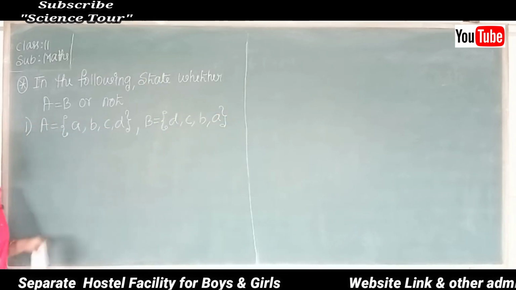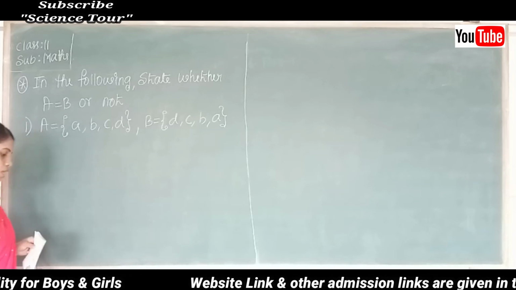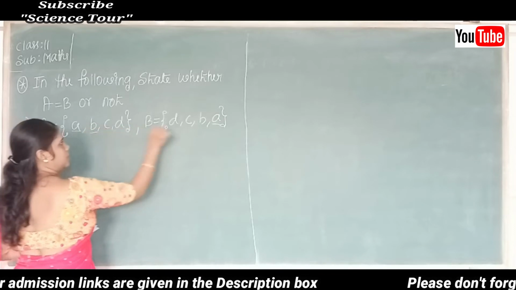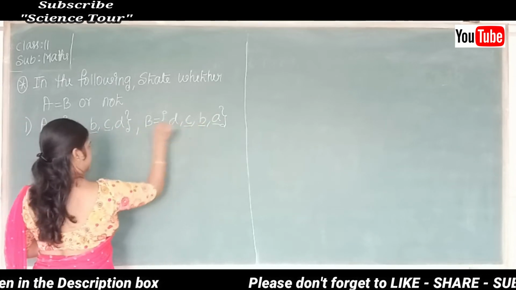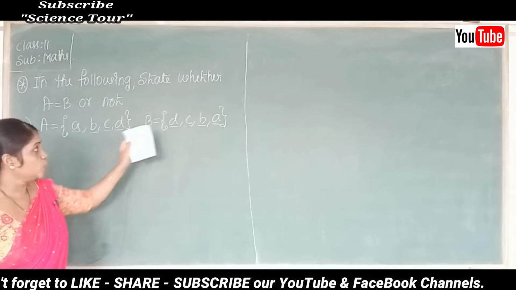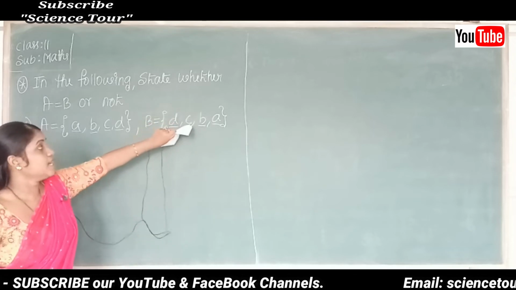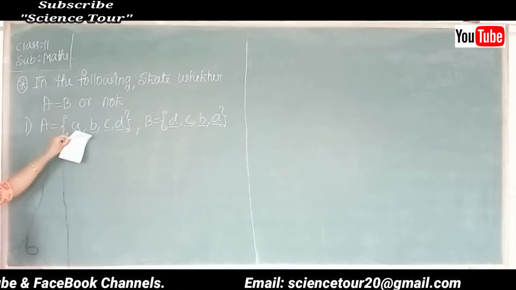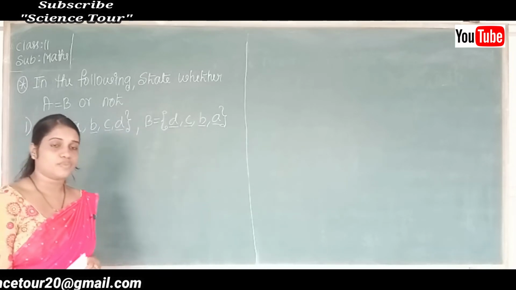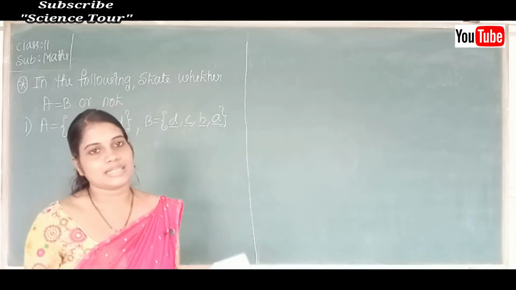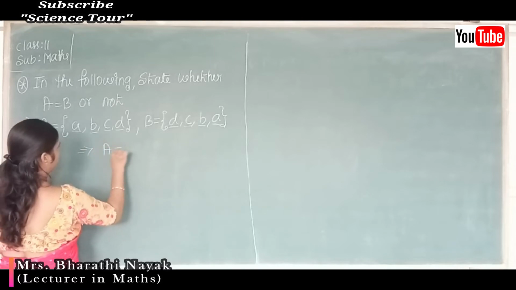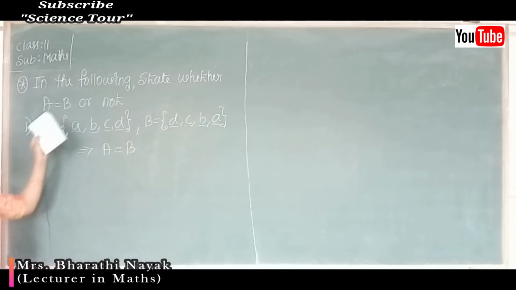Now, whether set A is equal to B: you can compare the elements. A is there, yes. Next b, yes. c, yes. d, yes. All the elements of set A are included in set B. Again, all the elements of set B are included in set A. So the elements of set A and set B are exactly the same. Therefore, in this case, A equals B.